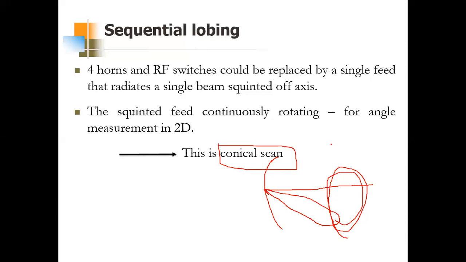In the next video, we'll discuss exactly what conical scan is and the block diagram for the same. Okay, thank you.